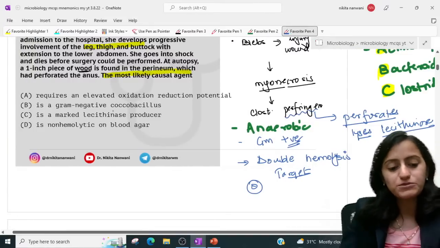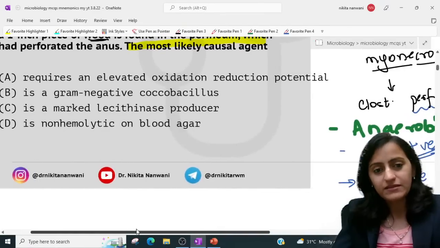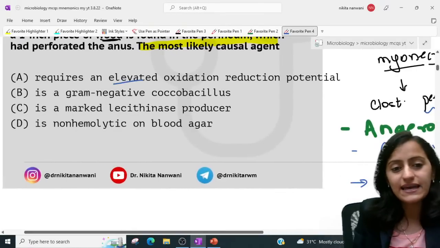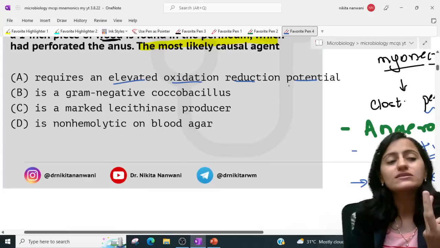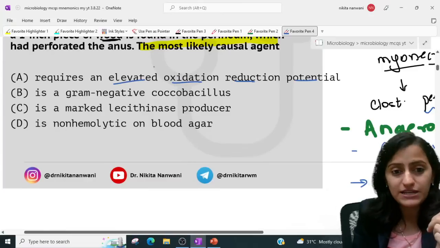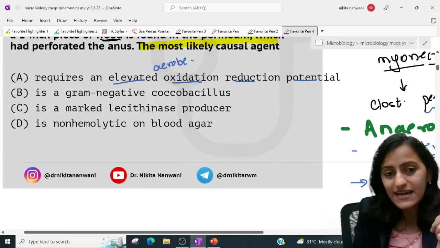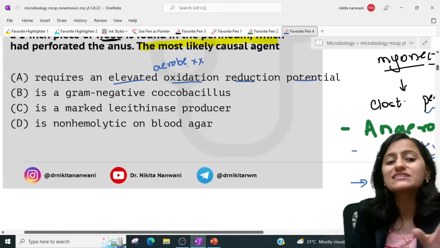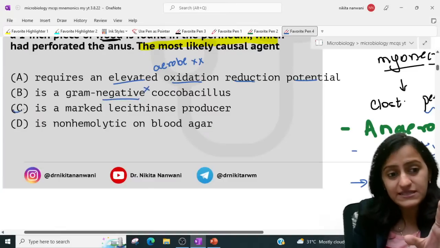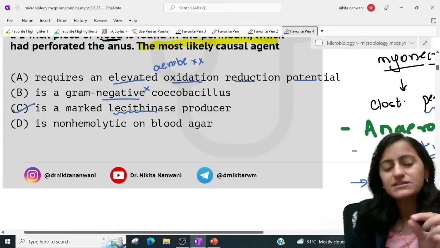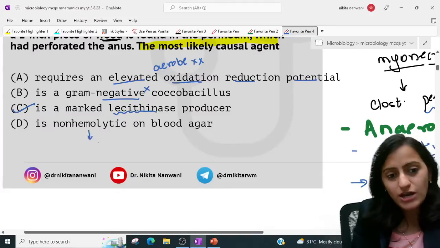So looking at the options here, what are the options saying? The first option is requires an elevated oxidation reduction potential. Elevated oxidation reduction potential basically means that it is an aerobe. No, Clostridium is an anaerobe. It is not gram negative, it is gram positive. It is a marked lecithinase producer. Yes, it is. It is non-hemolytic.